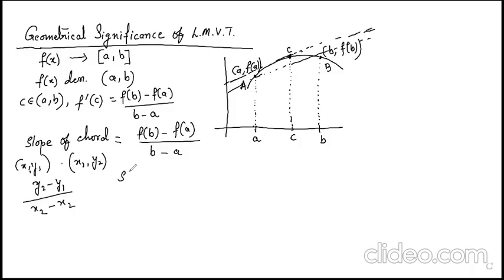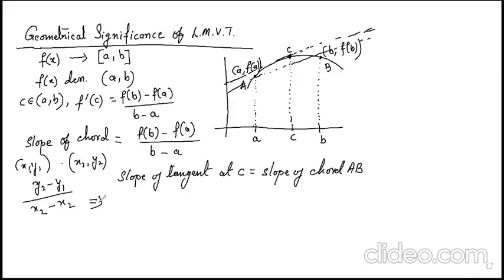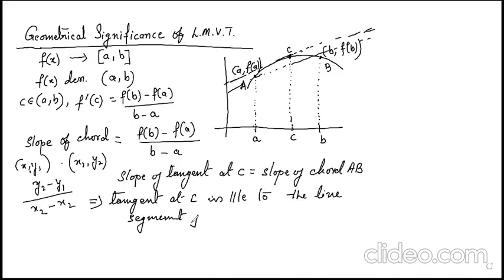So the slope of the tangent at C is equal to the slope of chord AB, which implies that the tangent at point C is parallel to the line segment joining A and B. All right, is it clear now what the geometrical significance is, what it is saying? Yes, ma'am.